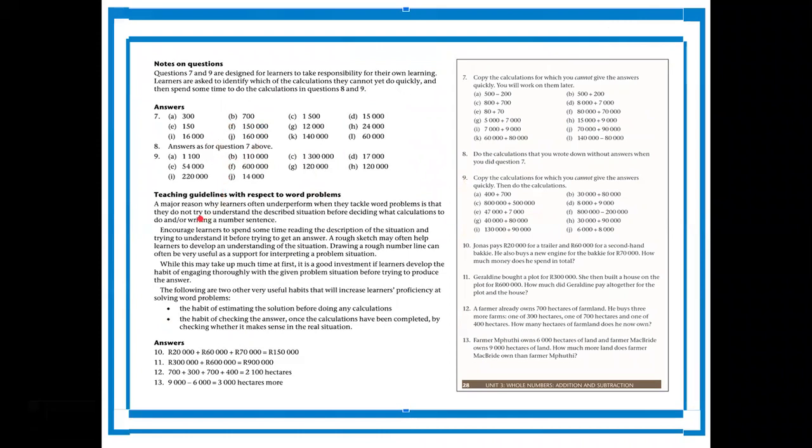Teaching guidelines with respect to word problems. A major reason why learners often underperform when they tackle word problems is that they do not try to understand the described situation before deciding what calculations to do and or writing a number sentence. So this is very important. You need to understand exactly what the question is asking.